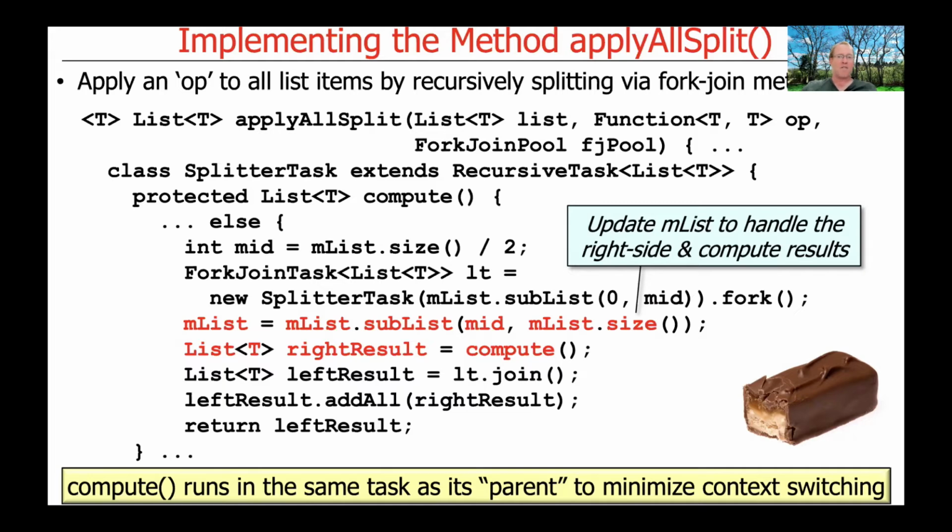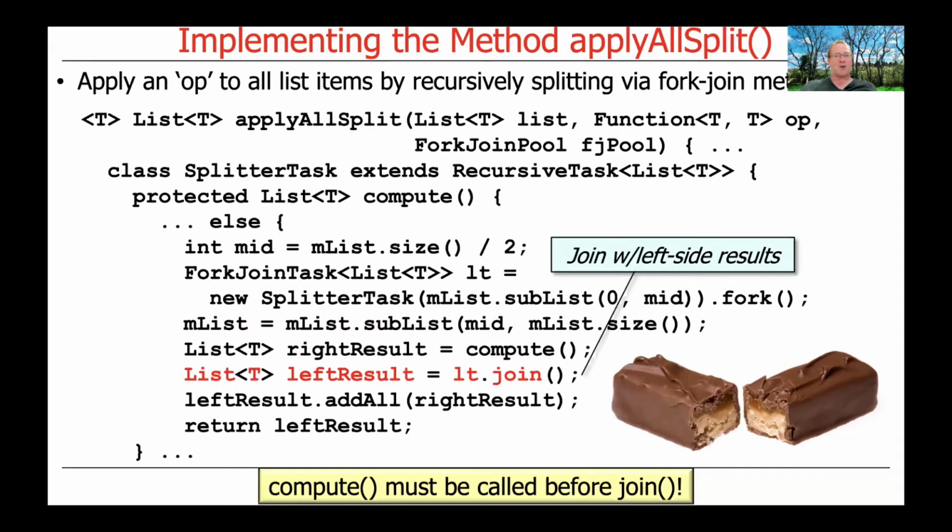So we're going to fork off a new task to run on the left-hand part of the list, and then we're going to compute the right-hand part ourselves. So compute is next called, and that will block. Meanwhile, we've forked the left-hand side. That will then be run typically in a different thread that's been stolen usually. And then after we're finished computing, the parent in this model calls join on the left-hand task, waiting for its result to come back.